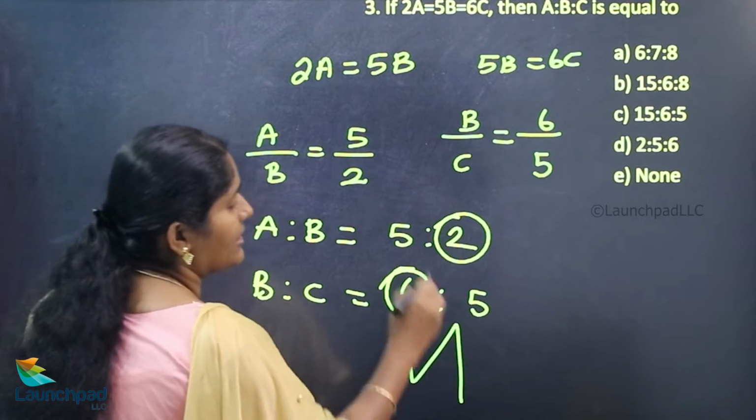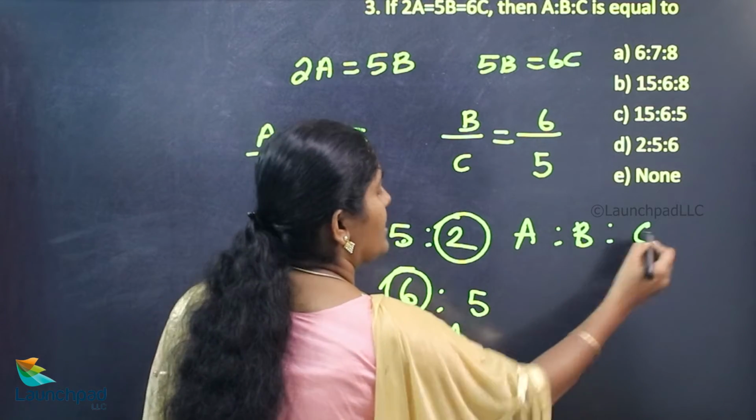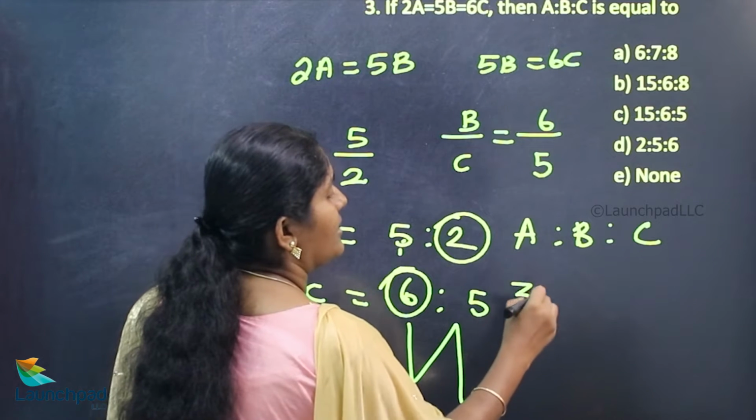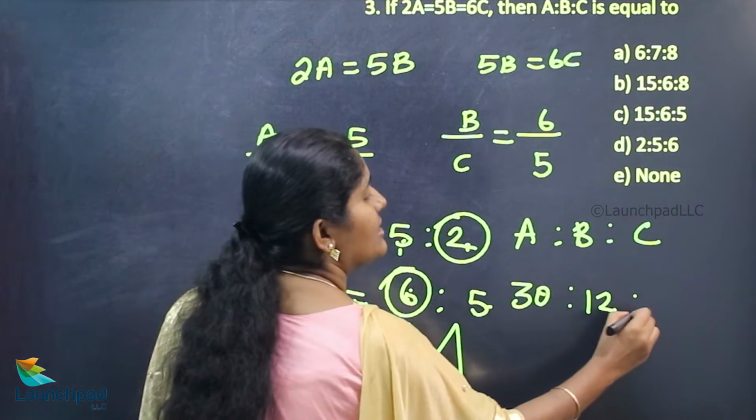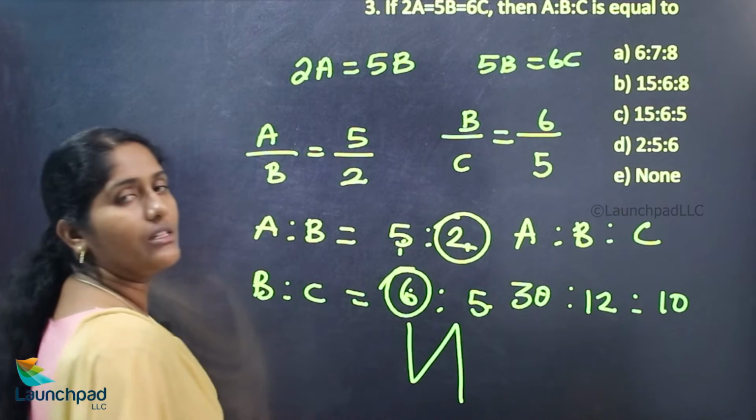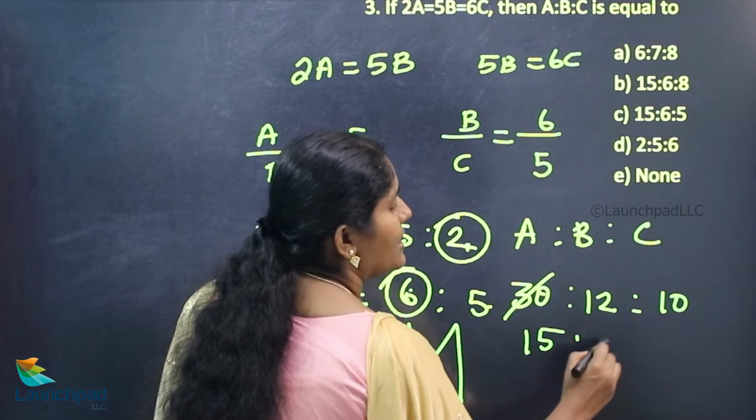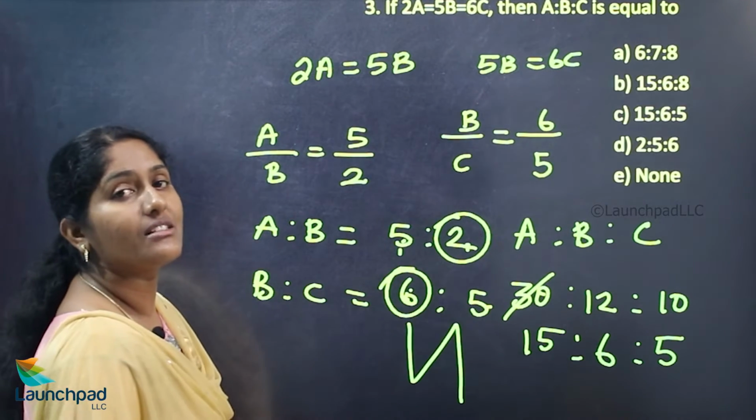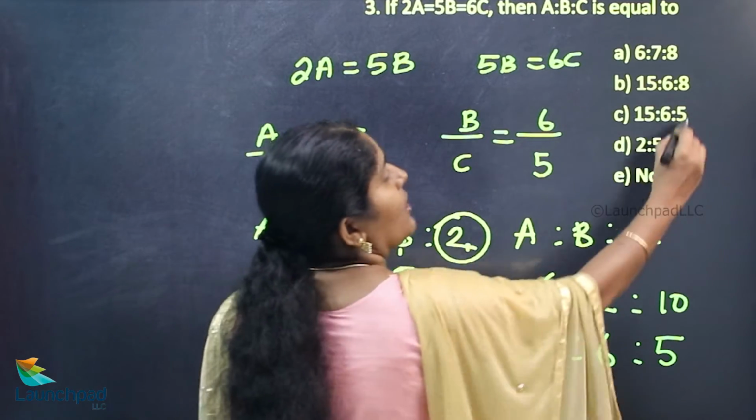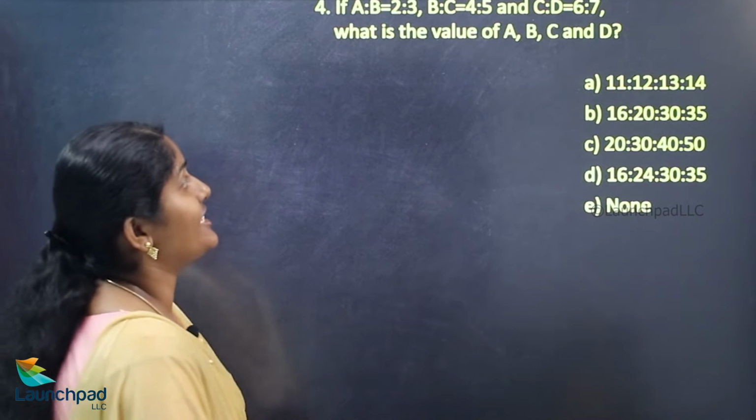So, zigzag method, A is to B is to C: 5 6s are 30, 6 2s are 12, 2 5s are 10. Now, all the values are reduced by 2. So, 30, 15 times. This is 6 times and this is 5 times. Answer: 15 is to 6 is to 5. So, hence option C is the correct answer. We'll move on to your next question.